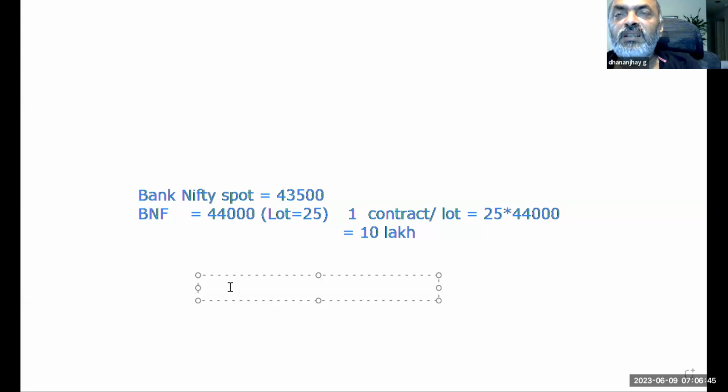So are you clear on this lot size? Depending upon the lot size, the total contract value will be 10 lakhs, 9 lakhs, fluctuating around that. For some stock, say TCS, it will be different. Lot sizes for all the derivatives contracts are decided by the exchange. That's why we call them standardized contracts.